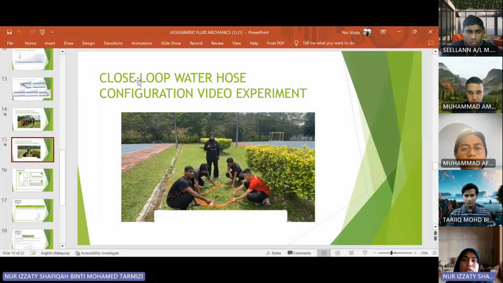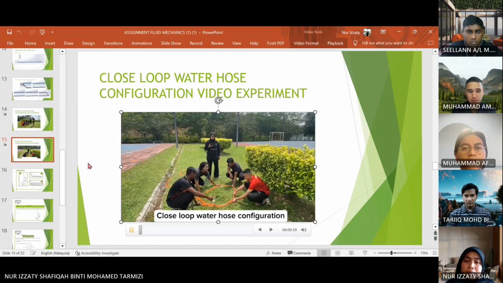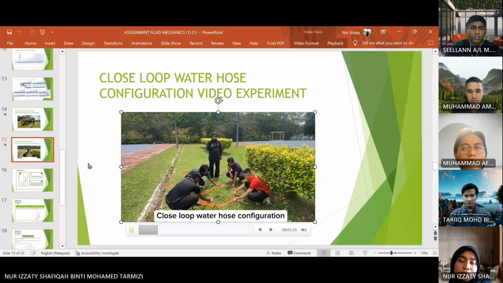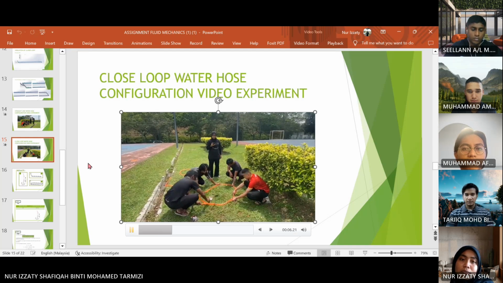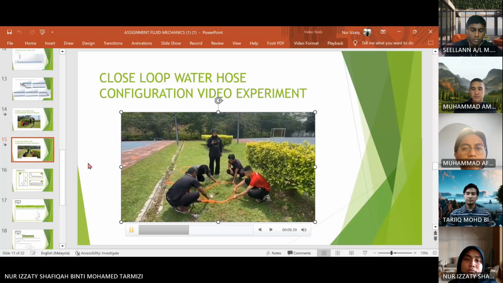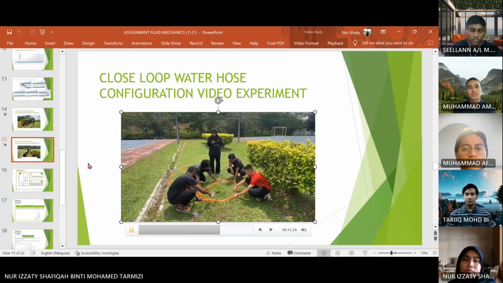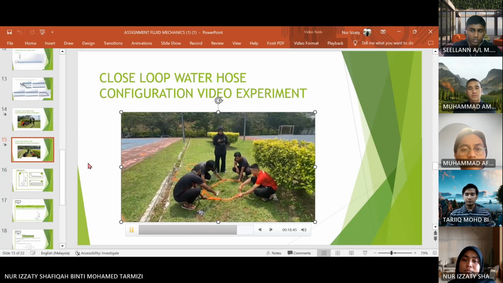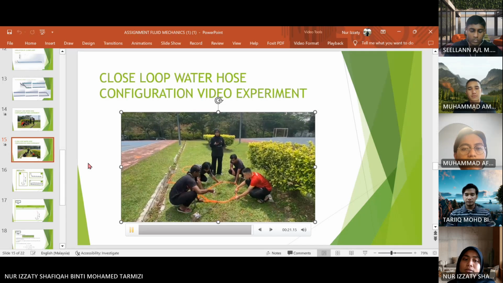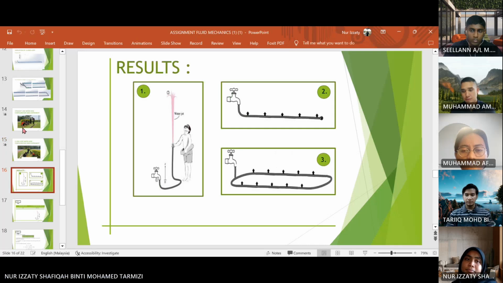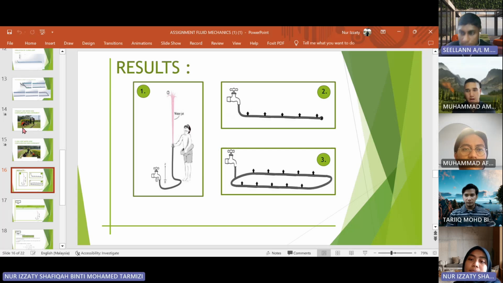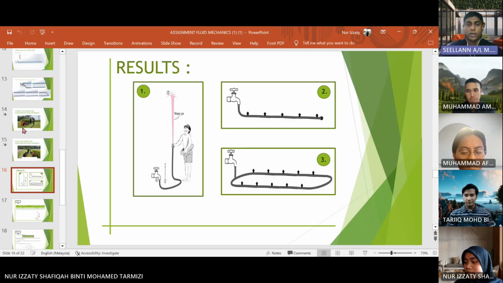And for this one is closed loop water hose configuration. Next, okay, next is about the result of the water jet, the closed loop, and also the straight line pipe. Next.